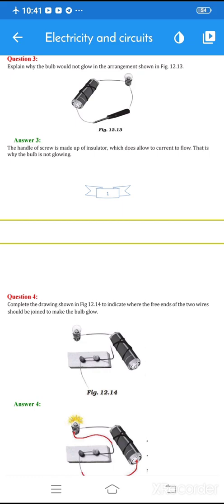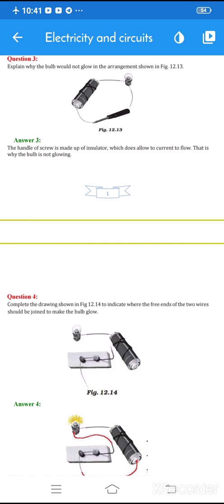It is nothing but the object shown here, which is connected to the bulb and cell: it is the handle of a screwdriver. The handle is made up of plastic, which is an insulator. One side has a metal tip, whereas its body is made up of plastic, an insulator. Hence the electric current cannot flow through the circuit. That is why the bulb does not glow in this diagram.